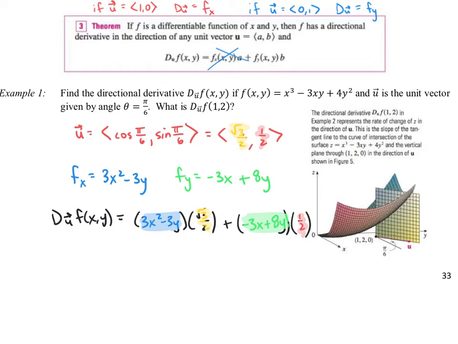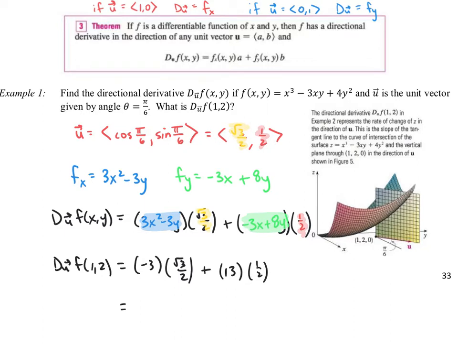Okay. Now let's go ahead and plug in our final values for the directional derivative. So we want the directional derivative specifically at the point 1, 2. And so when we substitute that in, we get negative 3 multiplied by square root of 3 over 2 plus 13 multiplied by 1/2. And this one's a little bit ugly, so let's just leave this as 13 minus 3 root 3 over 2. And that is the slope in the direction of the vector u. Okay, let's look at the next page.